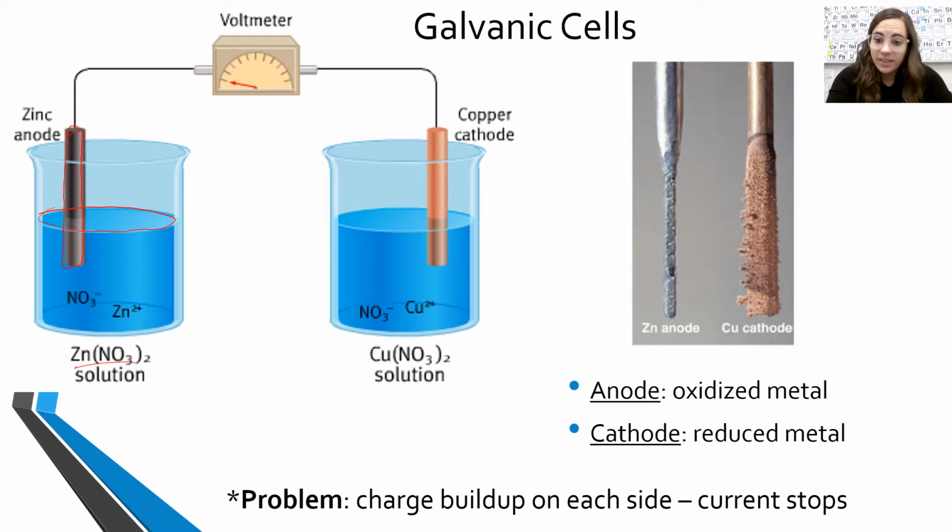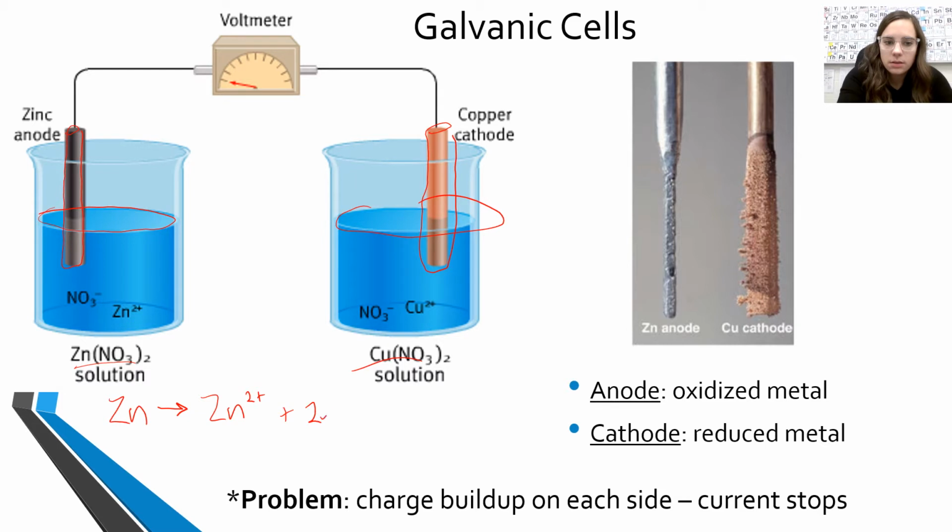Now, on the right-hand side, we have a copper electrode, which is just a piece of metal copper, and it is sitting in copper nitrate. Again, we need copper 2+ ions. They are there with nitrates because we used copper nitrate. Okay, so zinc is going to become zinc 2+, and it's going to lose 2 electrons. That, of course, is our oxidation.